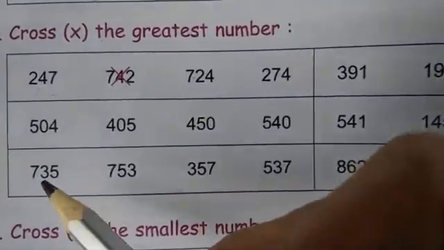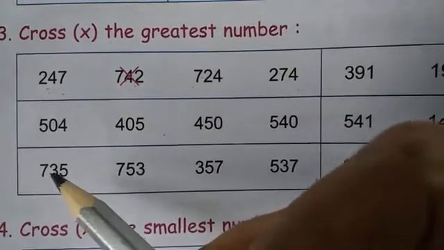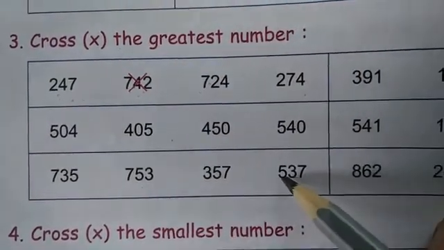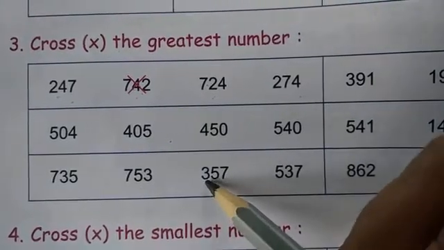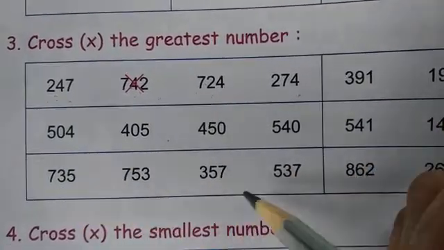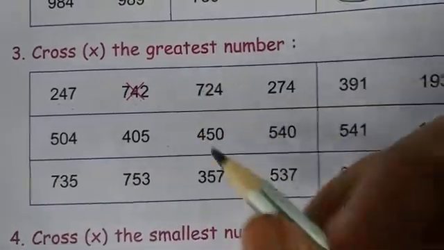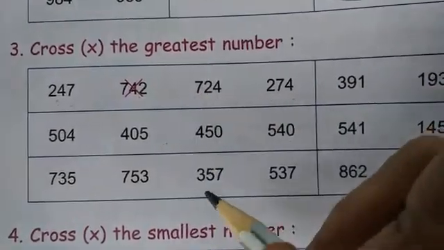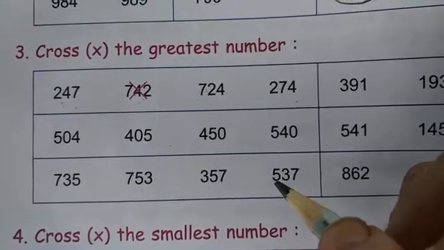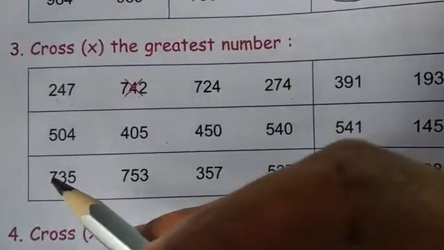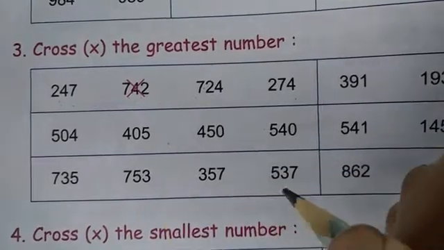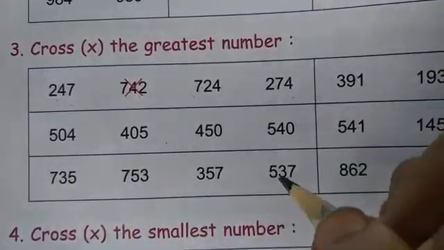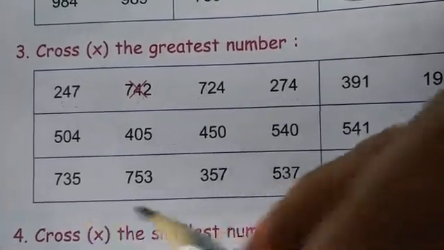So here 735, 753, then 357 and 537. As 3 is less than 5 and 7, 357 is the smallest number. Compare with the first digit. Now 5 is also smaller than 7.